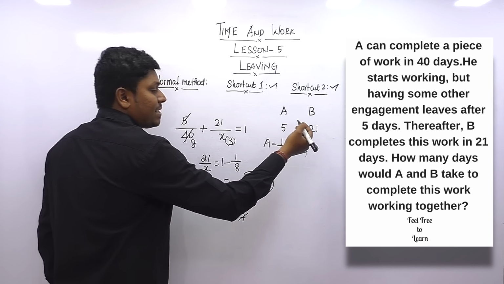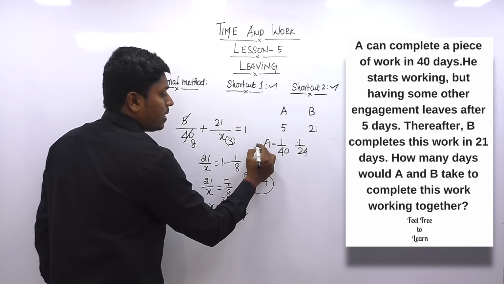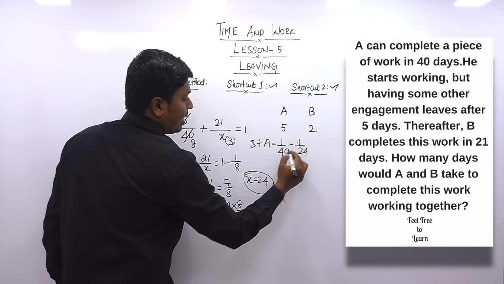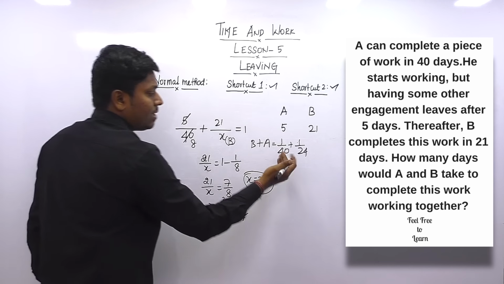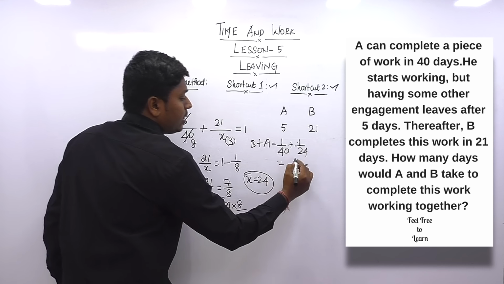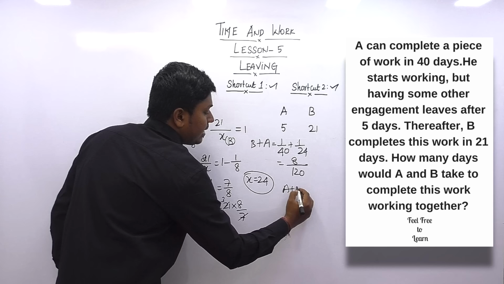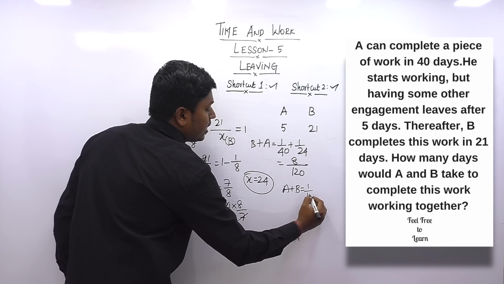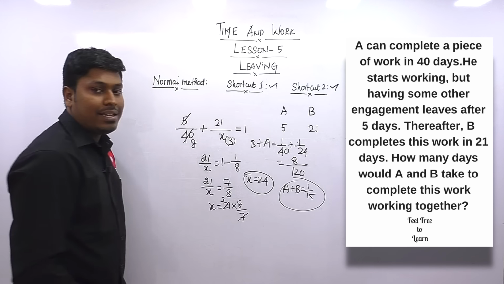24 days. So our target is to find A and B if both are working. So if both the persons are working, similar logic like shortcut number 1. So 120 will be the LCM. 120 by 40 is 3, 120 by 24 is 5, numerator will be 8. So finally, if A and B both of them are working together, they take 15 days to complete a work.